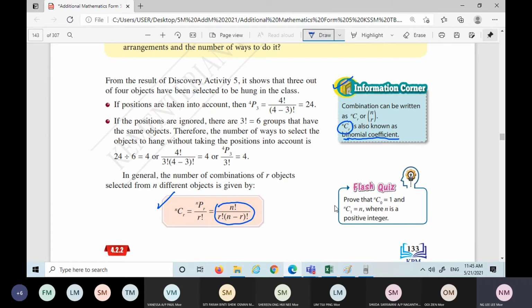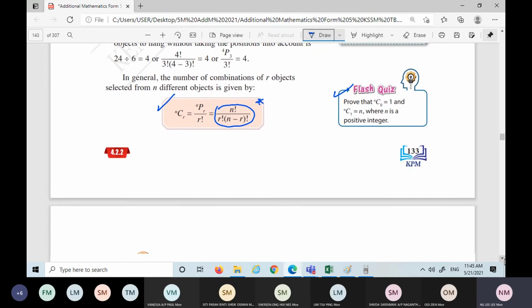Okay, how about this? Prove that nC0 is 1 and nC1 is equal to n. n is a positive integer. So when you want to prove this, you need this. So we will see how we're going to prove it.